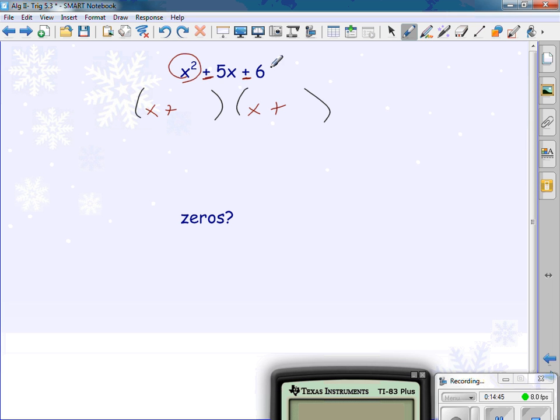Now, how can I multiply to get a 6? 1 times 6, 2 times 3, and then 3 times 2, I'm back. How can I add together and get a 5? 3 and 2. And it doesn't matter if I put 3 and 2 or 2 and 3 here. If I go through and FOIL this, x times x, x squared. X times 3 is 3x, 2 times x is 2x, 3x and 2x is 5x. 2 times 3 is 6. What are my zeros? -2 and -3.